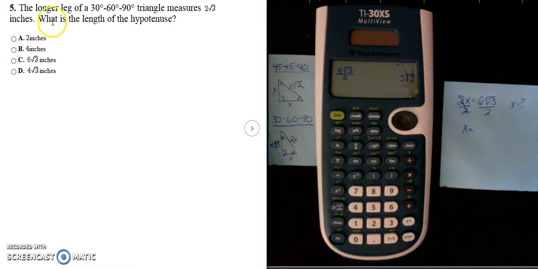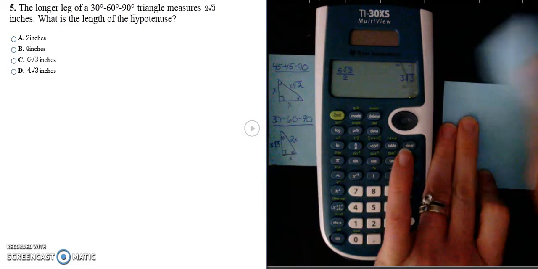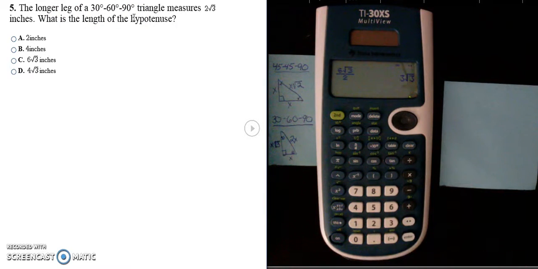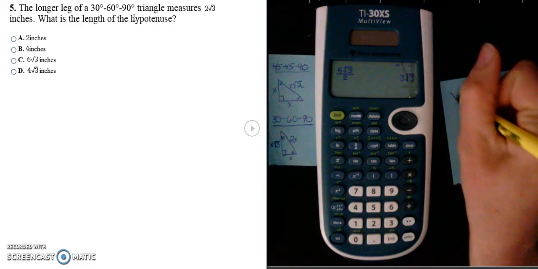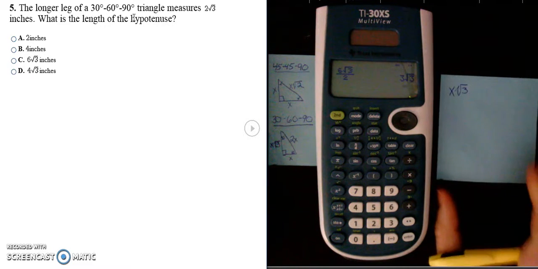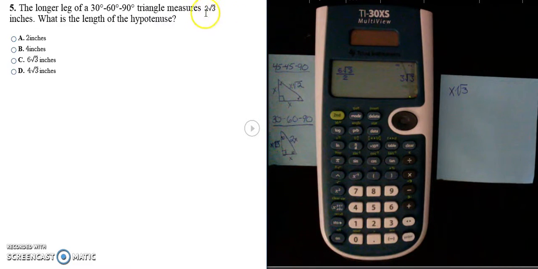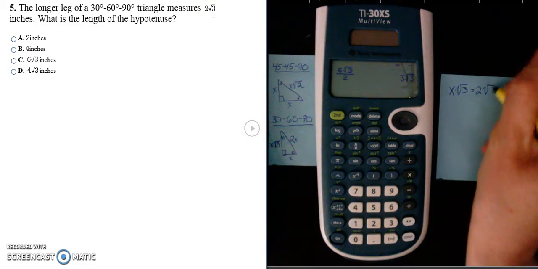We have another 30, 60, 90 triangle, but this time they give us the longer leg is 2 square roots of 3 and wants to know what is the hypotenuse. So the longer leg is going to be across from the 60 degrees. So in my rule triangle, the longer leg is x square root of 3. And I'm going to want to set that equal to what the longer leg equals in the problem, which is 2 square roots of 3.